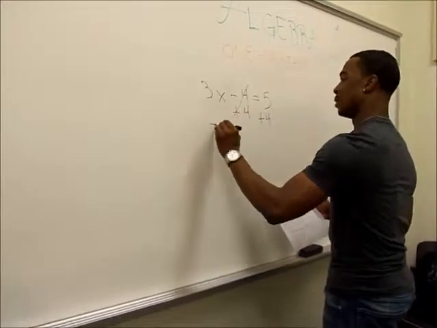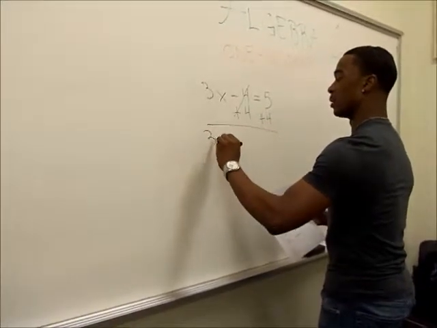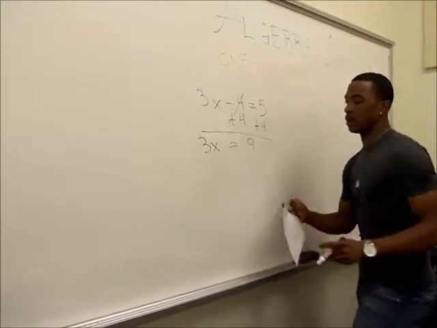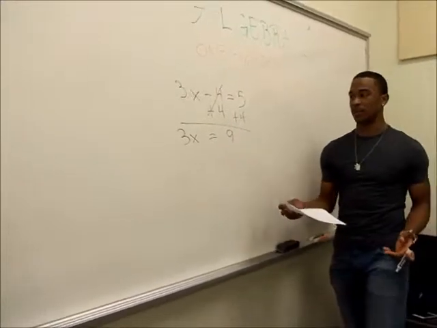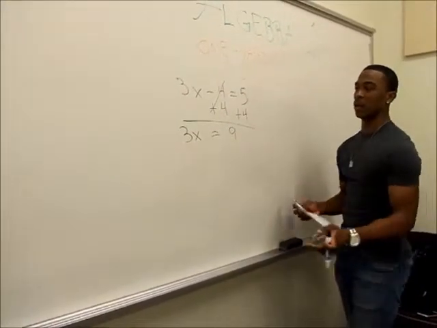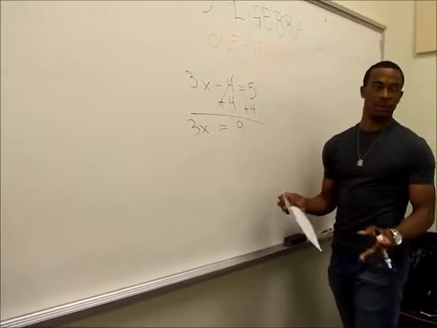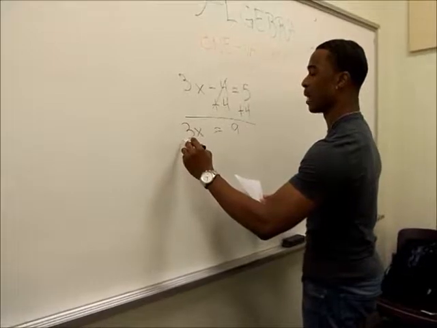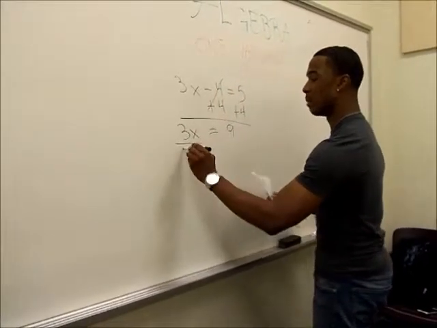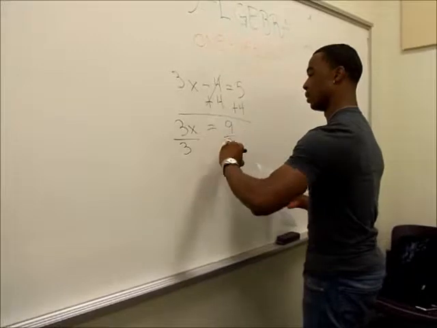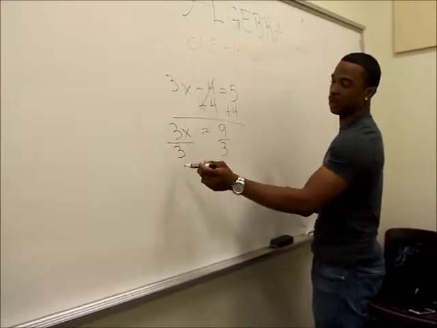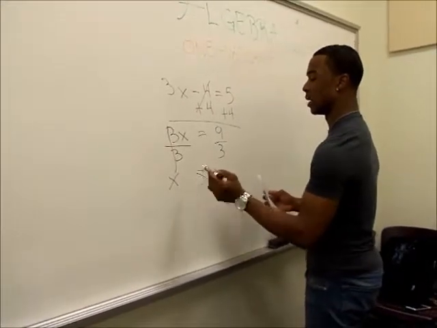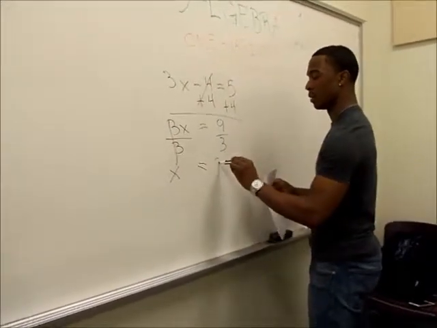And then we just bring down the 3x, and we're going to have 5 plus 4 equals 9. Now, this is where we do a next step. So far we have 3x equals 9. We want to get this 3x to just be 1x. So what we have to do is divide both sides by the 3. What this does is the 3 divided by 3 cancels out, so that just brings down the x. And then 9 divided by 3 equals 3.